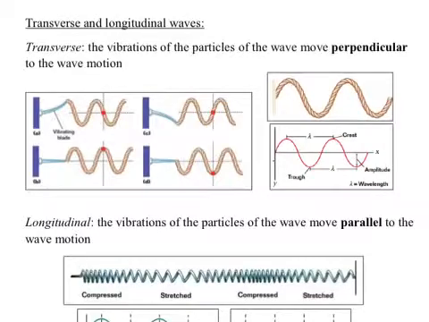Let's take a look at two types of waves. First, we'll look at transverse waves. In transverse waves, the vibrations of the particles of the wave move perpendicular to the wave motion. So for example, look at a vibrating blade. Imagine that this blade is plucked and it continues to vibrate up and down. First the vibrating blade is at the top, and the blade's going to come down, then back up, and then down and up. That's what you're seeing here.